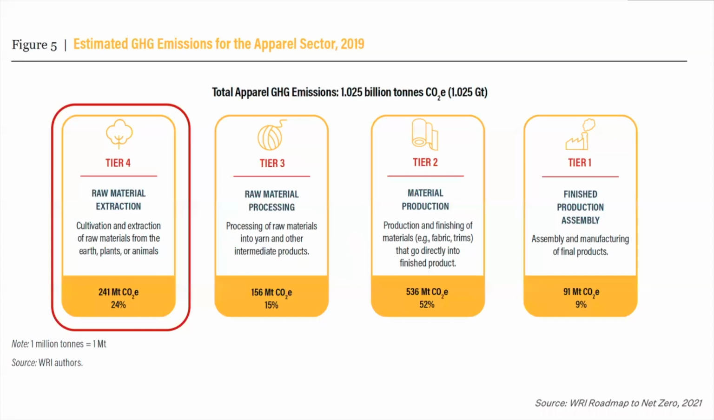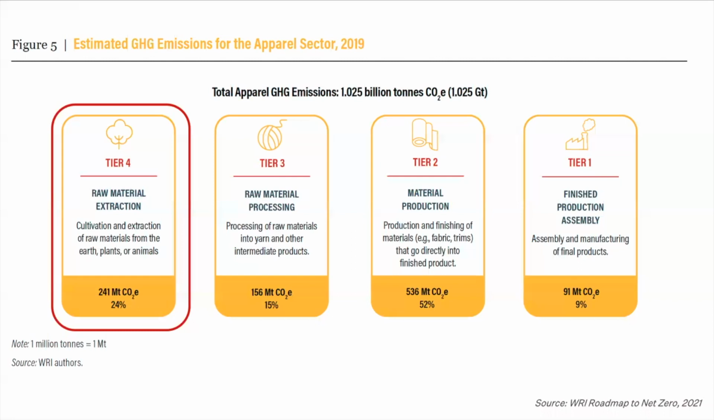52% estimated of the overall purchased goods and services impacts can be attributed to material production. And then finished production assembly, only 9% of greenhouse gas emissions are estimated to come from that tier. However, as you'll see in part 2 of this module, that is where a lot of the social, labor, and human rights impacts come in as well. And so we really need to be thoughtful about those types of impacts as well. You'll learn more about that in the next part. But this is a good orientation to where the impacts are falling.